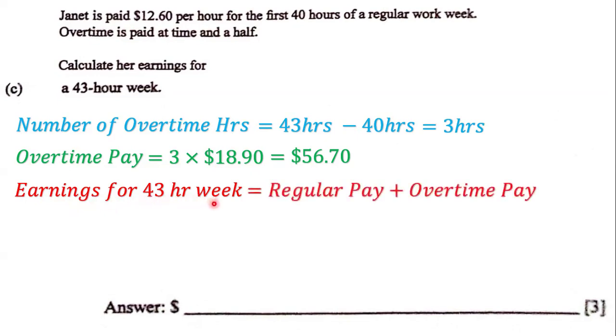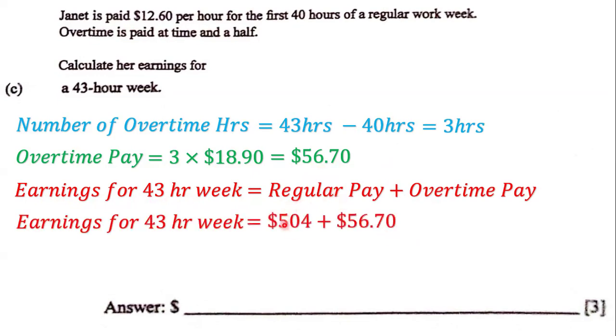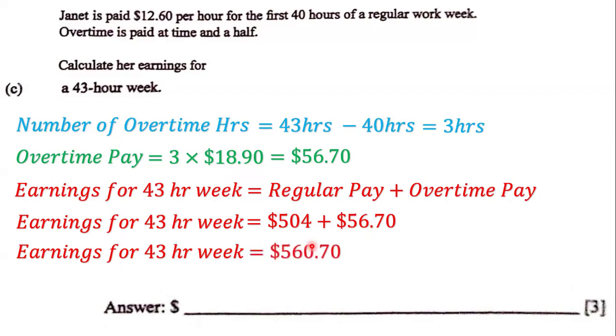Next, I have the heading here, earnings for a 43-hour week. And what we're going to do here is add the regular pay plus the overtime pay. What is the regular pay? Well, the regular pay is going to be $504 because that's for a 40-hour work week. And we're going to add that to our overtime pay, which is $56.70 that we just calculated. That's our overtime pay for a 43-hour work week. And so we add these two together, and we get $560.70. And so that means that her earnings for a 43-hour work week is $560.70.